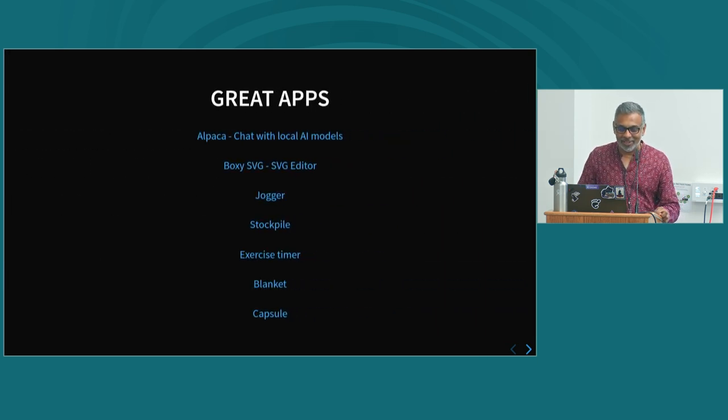But here's a couple apps that I liked. One was Alpaca. You can actually do that prompt engineering like ChatGPT, but you're not going to OpenAI. You're actually downloading the LLM models directly to your computer and interacting with them that way. So that way you can get ChatGPT-like functionality and not go to other places. There's Boxy SVG, it's an SVG editor. Jogger is essentially a jogging app. It's actually more phone based, and it can track your jogging on a map. So stuff like that. And for some reason, I don't remember what Stockpile is.